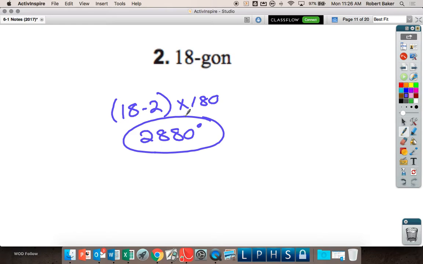What did you say the next part was? 160 per angle. Nope. Why can you not do that? Oh, did I say it was a regular 18-gon? No. So that would just be your answer? That's it. 2,880 degrees. Because that 18-gon, let's say I made it a pentagon, could look like this.